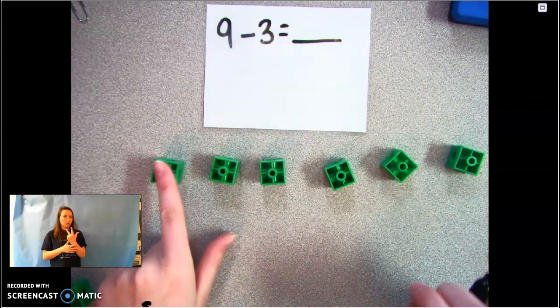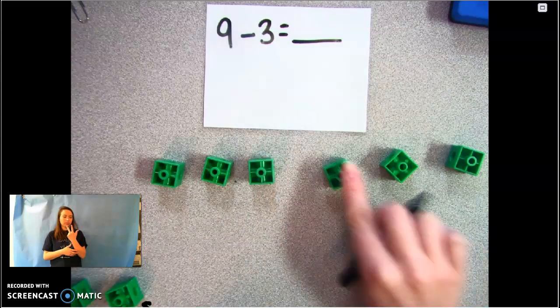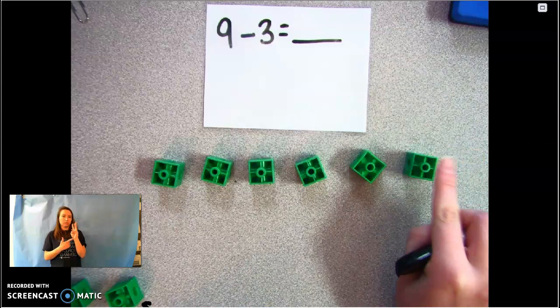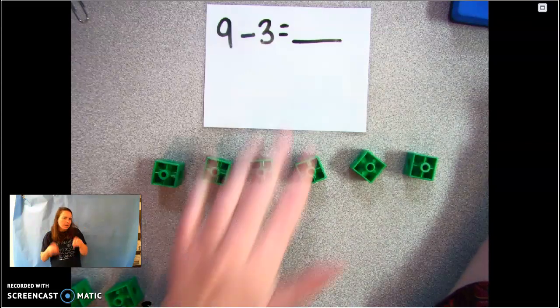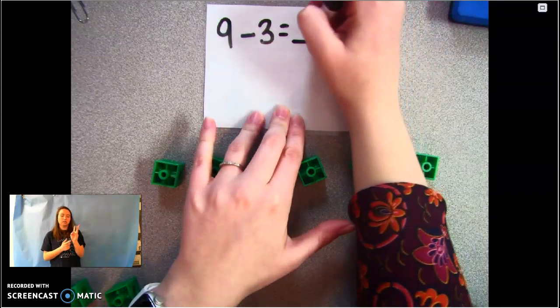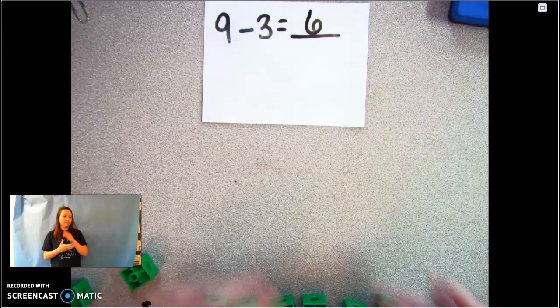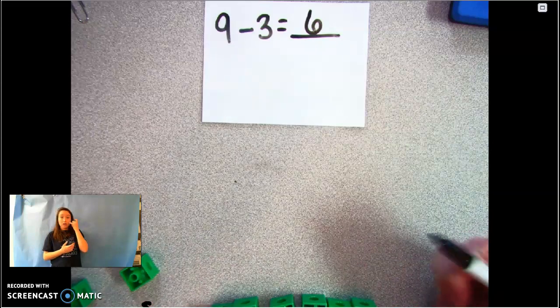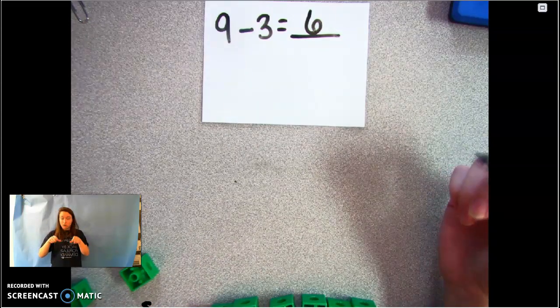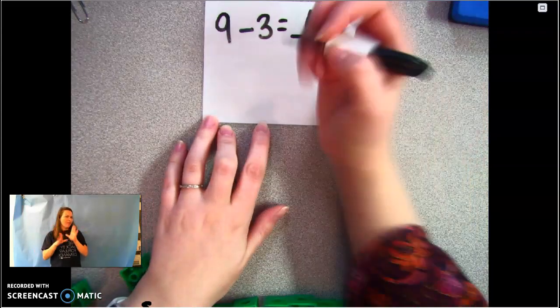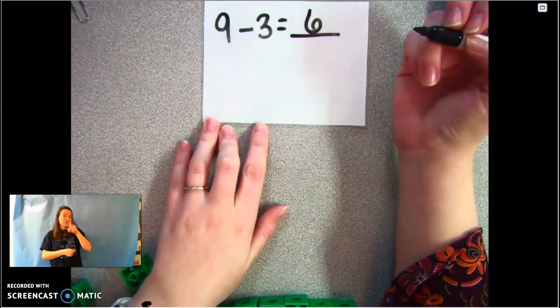So let's count them. 1, 2, 3, 4, 5, 6. So how many can she see? 6. Let's draw a picture to match our number sentence. If you need to pause it and catch up, you can. Don't worry. That's the great thing about video, we can pause and catch up.